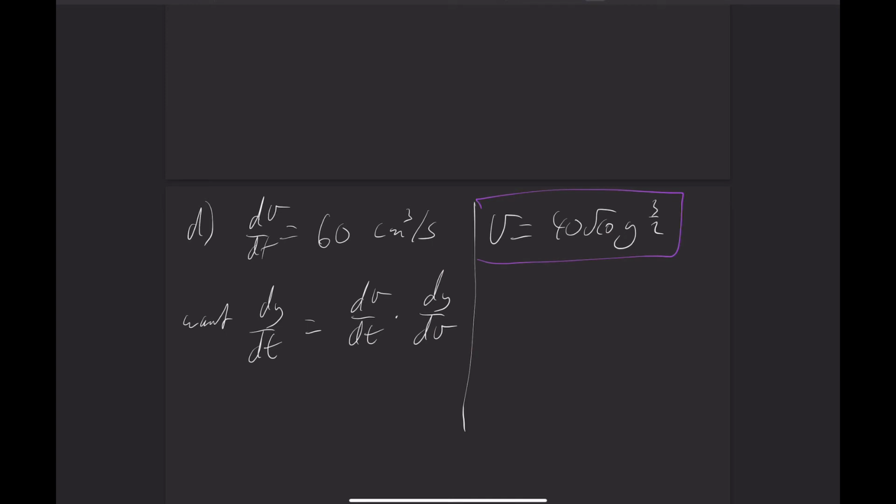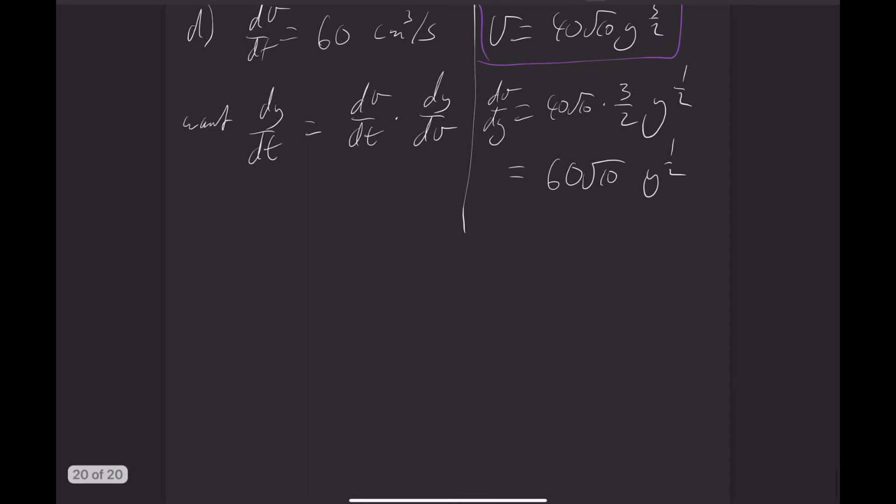So if I differentiate this guy, I'm going to get dV/dy, and then I can take the reciprocal. So dV/dy is 40 root 10, the constant stays there. I multiply by the old power and I subtract 1 from the new power. So that simplifies to 60 root 10 y to the half. So now I know dy/dV. dy/dV is 1 over 60 root 10 y to the half.